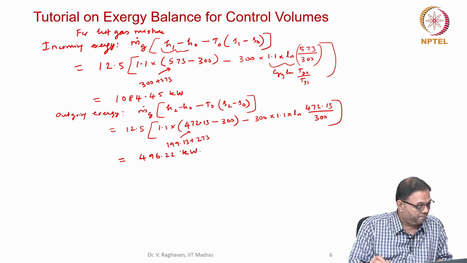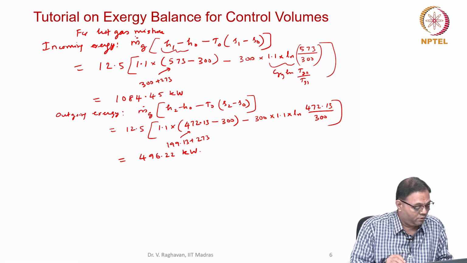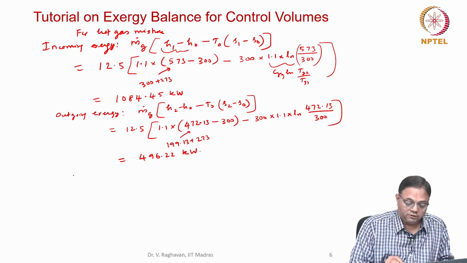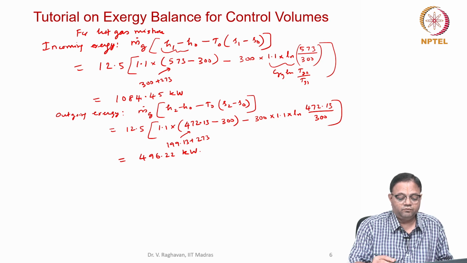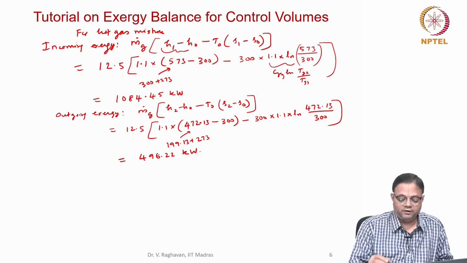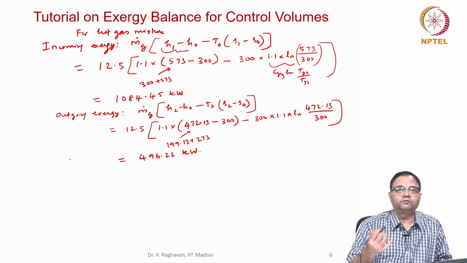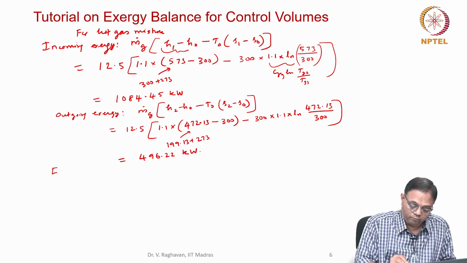So what is asked is incoming exergy and outgoing exergy for the hot gas mixture, that we have found. Now entropy balance. You can see that due to the heat transfer, the exergy has decreased. Incoming stream has higher exergy and outgoing stream has lower exergy, and this has gone out as heat transfer to the air stream.